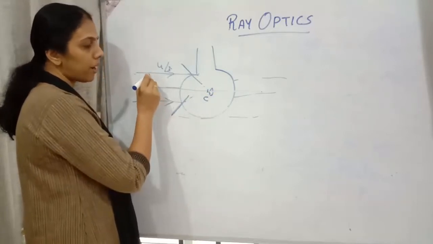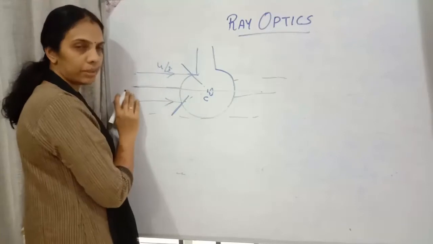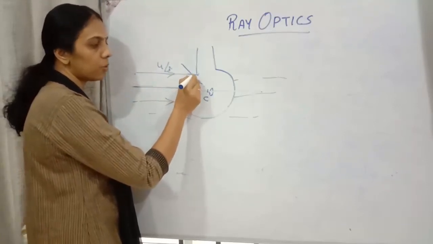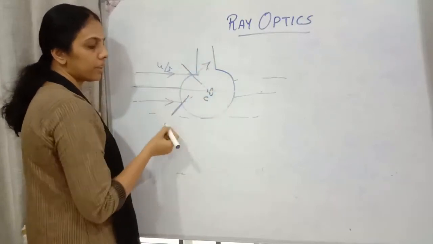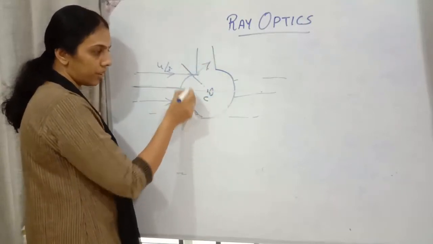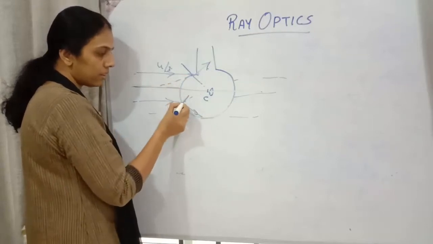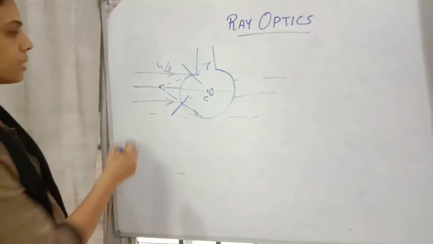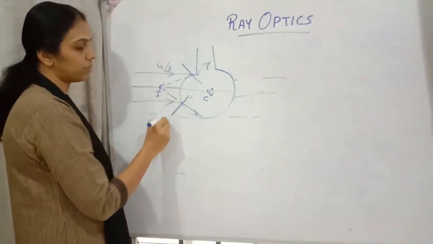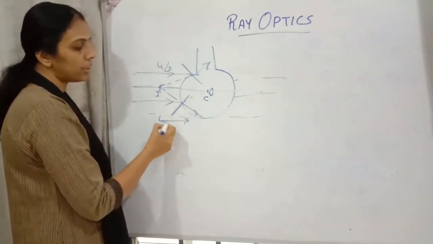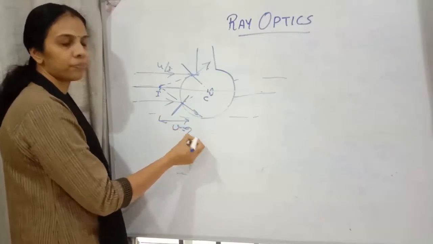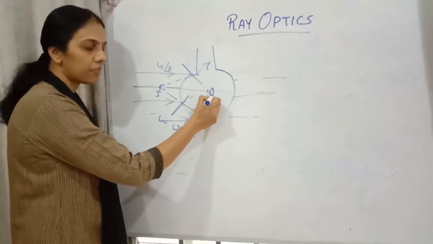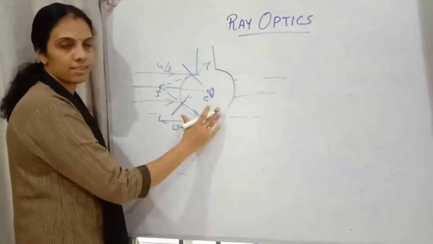When a ray of light passes from a denser to rarer medium, it will be moving away from the normal, right? The refracted rays are moving away from the normal. So here they appear to diverge from this point. This is the position of the image. We need to find out this distance, the image position. So we are observing it from inside the flask.